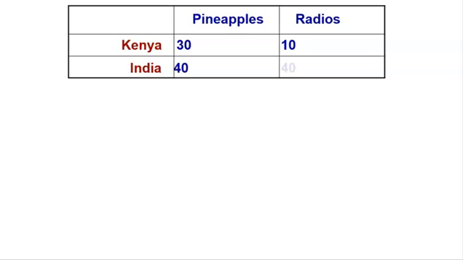So let's take an example to show you how we're going to come up with those terms of trade. Let's take the countries of Kenya and India, and they're going to be trading pineapples and radios. I know, maybe those aren't the major things you think of with those countries, but it doesn't matter in this particular example. So we're going to assume that Kenya can produce 30 pineapples or 10 radios, and India can produce 40 pineapples or 40 radios.